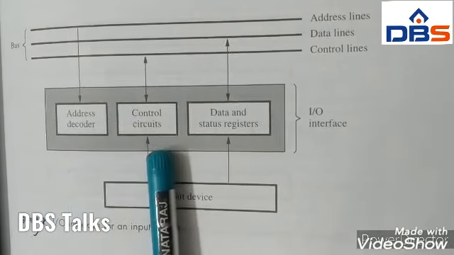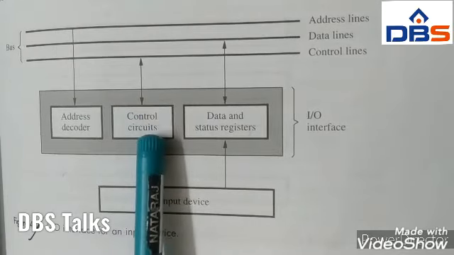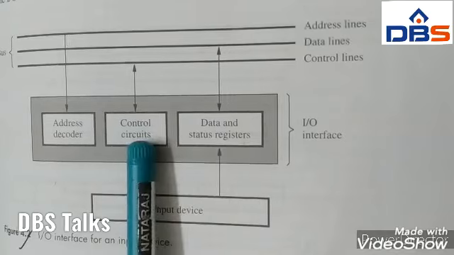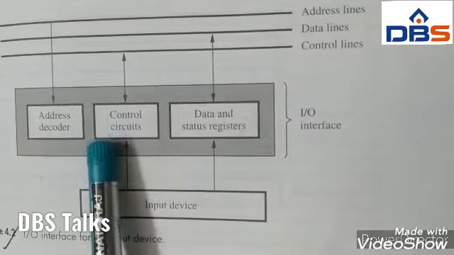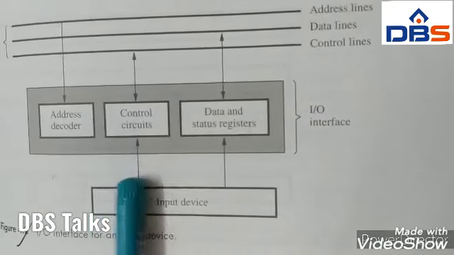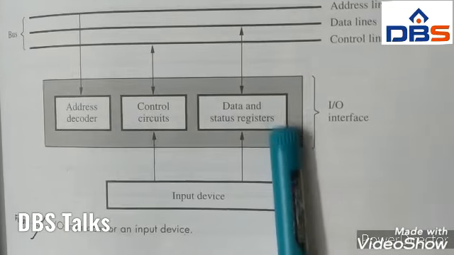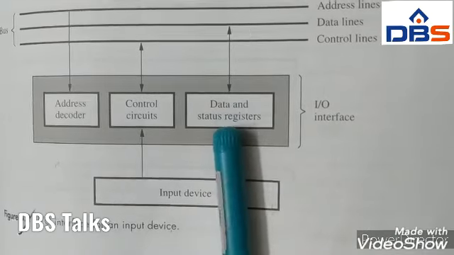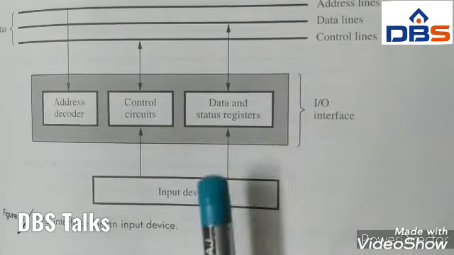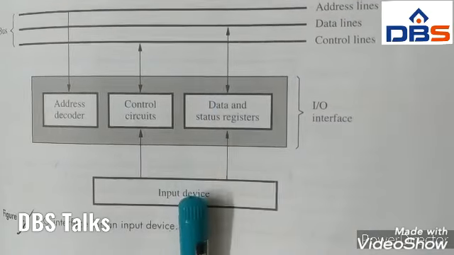Now coming to the control circuits. Here it sends some signals. Based on those signals, it can perform either an input or output operation on a specific device. Coming to the data and status registers, the data available in this is exchanged between the memory and input devices, or the processor and input devices.